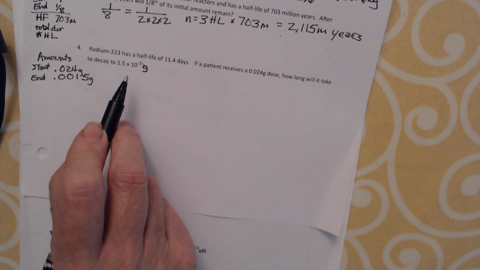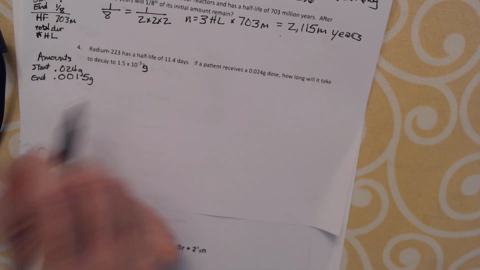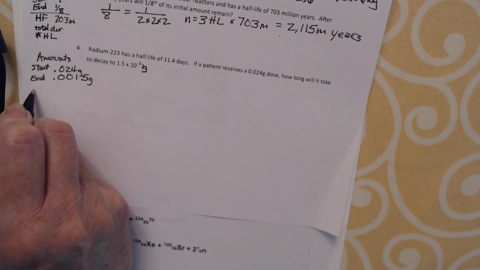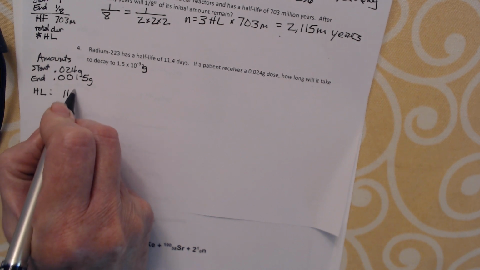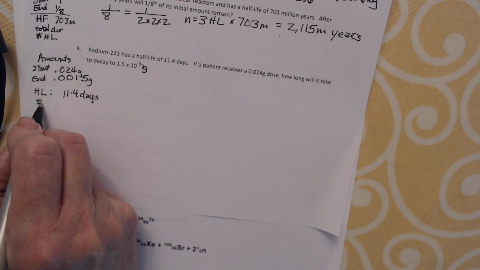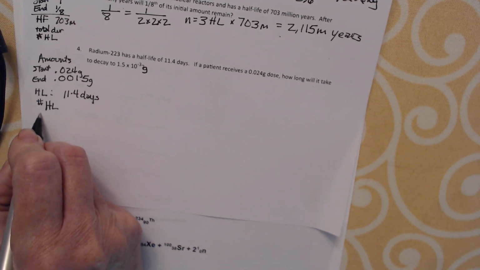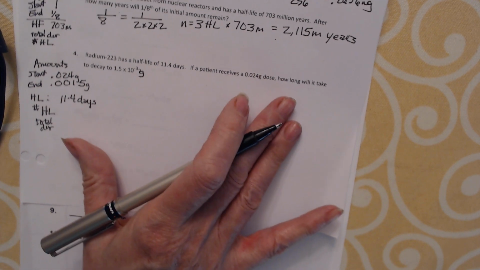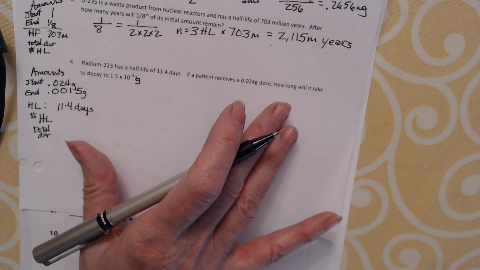All right. Next, I look at what data I have about time. The only thing I have about time is the half-life, 11.4 days. All right. What do I not have? I don't have the number of half-lives, and I don't have total duration either, right? So when I think about my formula that I had, what should I do next?